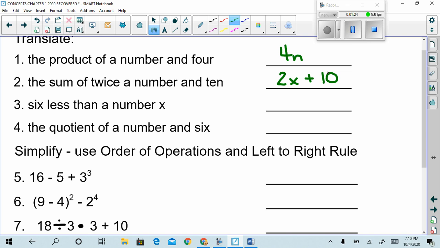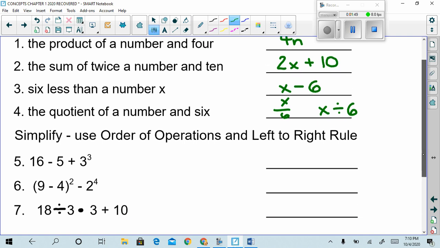6 less than a number x. You have x, and you have 6 less than that. Order matters with subtraction as well as division. The quotient of a number and 6, I could have 12 divided by 6, or you could put the division symbol in.